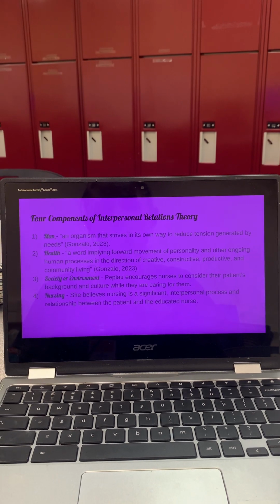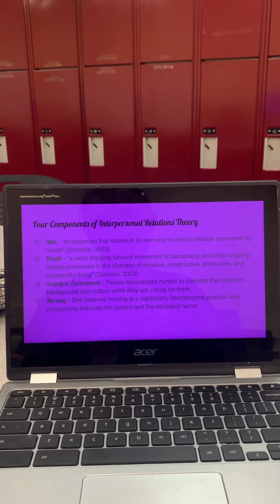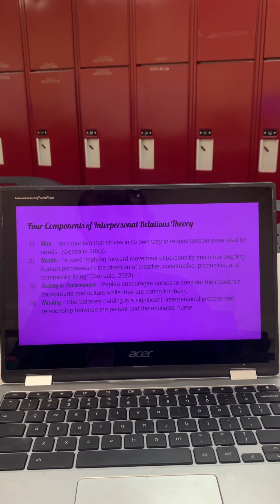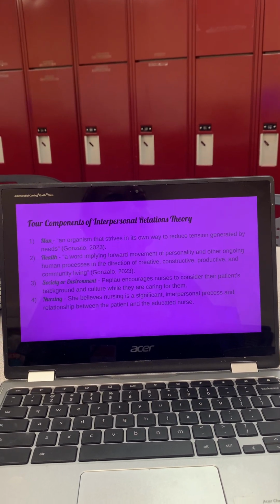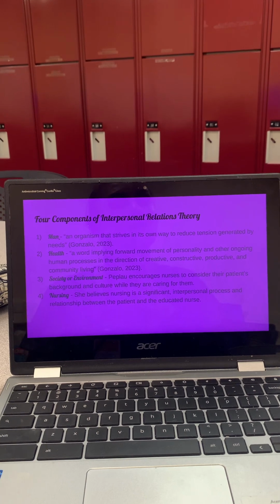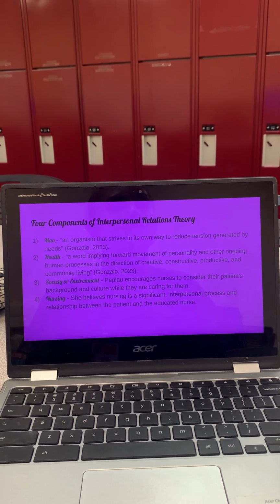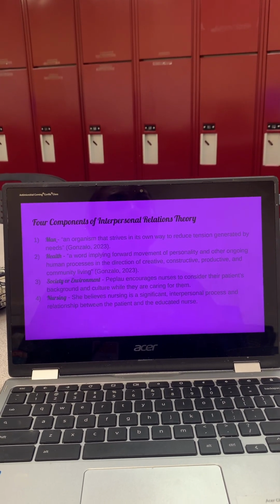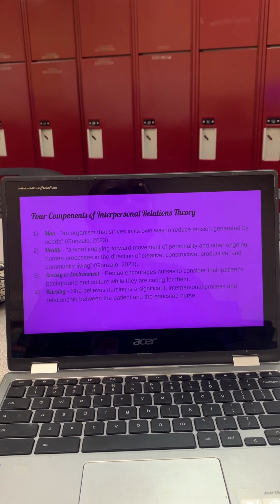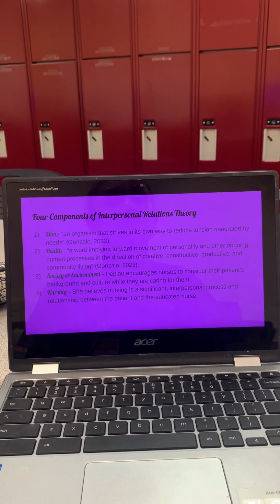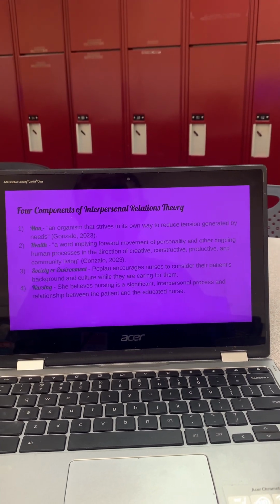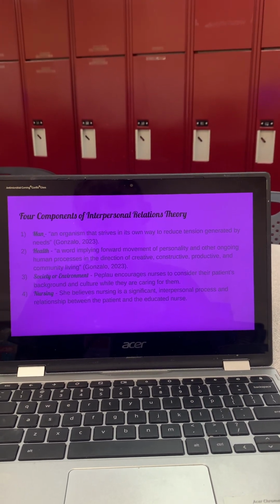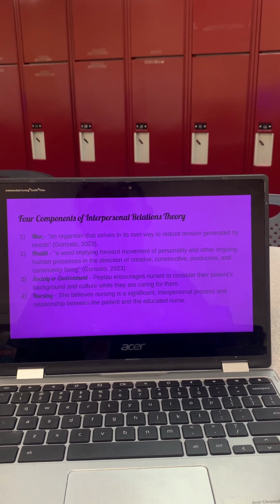So the 4 components to her theory: first is the man, which she defines as an organism that strives in its own way to reduce tension generated by needs, which is really interesting because in the nursing field, we can think of nurses as those people who help to reduce that tension, and we can even take on the role of helping relieve some of that anxiety when they first come to the hospital and have all those questions.